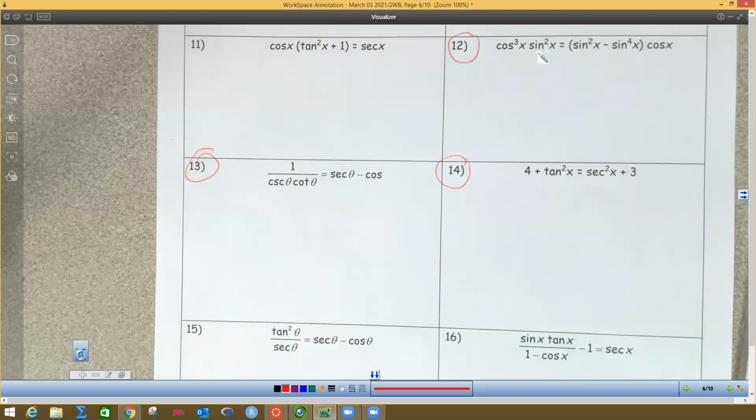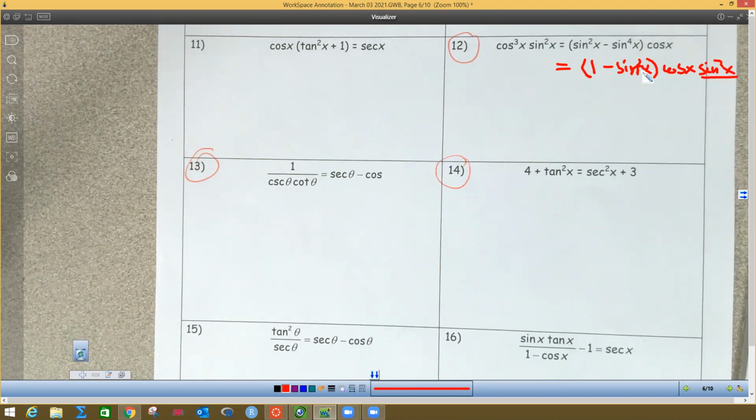Number 12, I think the right side is more complex, so I'm going to do the right side. I'm going to do it the fastest way possible. I see that these two have a sine squared in them, so I'm going to factor a sine squared out of both of these terms. And that will leave me 1 minus sine squared inside. I'm going to take that sine squared out on the other side of the cosine.